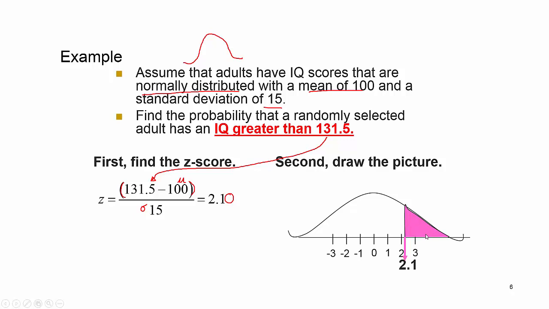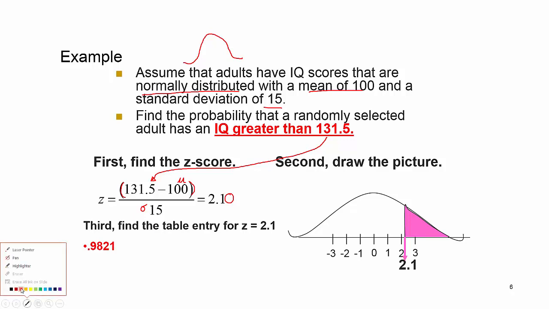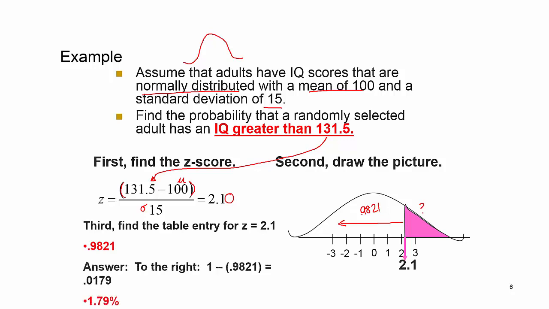Okay, so now we got our table entry, which was 0.9821. So remember that that is always cumulative area to the left of your z. So 0.9821 or 98.21% have an IQ smaller or lower than 131.5. We want to know the right side. So the total area under the curve is 1 or 100%. So we just subtract from 1 to find the other side. So I get 0.0179 or 1.79%.